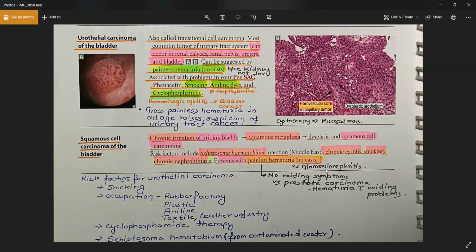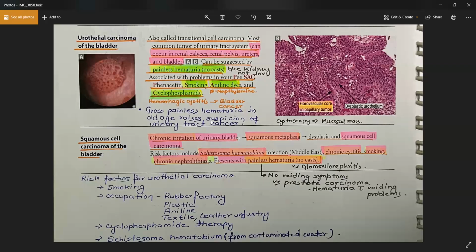Very important. Versus in case of prostatic carcinoma, the patient again will have voiding symptoms, and can also have a hematuria, right? So with painless hematuria, you can either have a prostatic carcinoma, or you can also have all these urinary tract carcinomas. Okay, so look for the voiding symptoms.